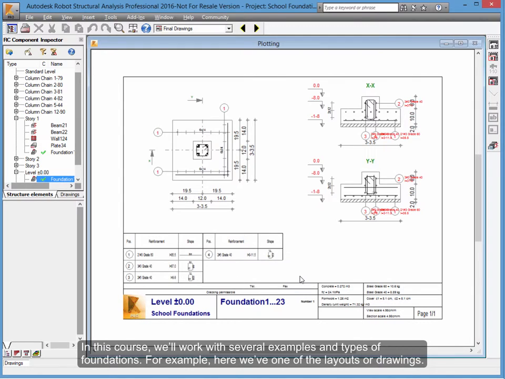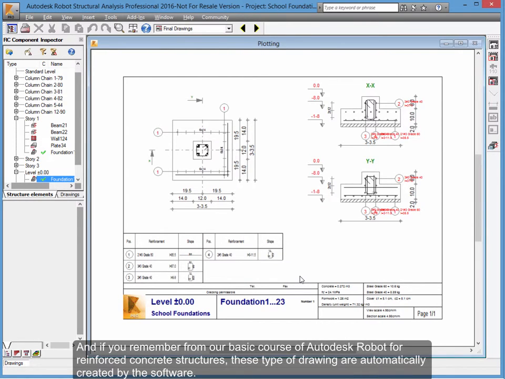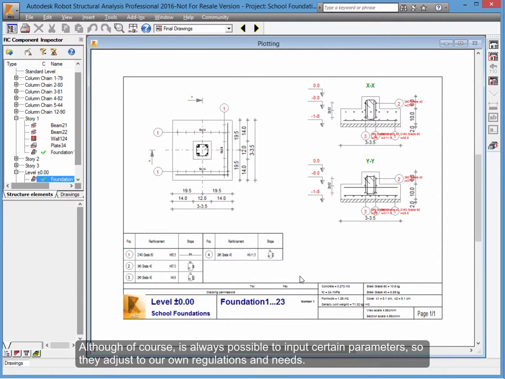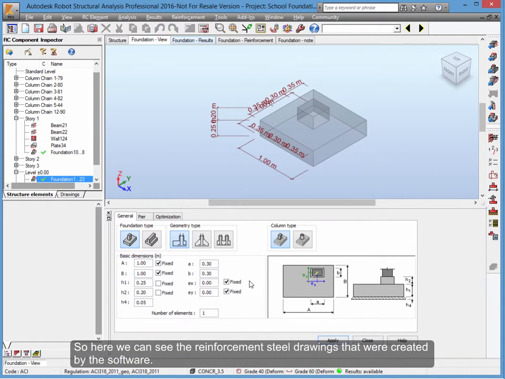In this course, we'll work with several examples and types of foundations. For example, here we have one of the layouts or drawings. And if you remember from our basic course of Autodesk Robot for reinforced concrete structures, these types of drawings are automatically created by the software. Although of course, it is always possible to input certain parameters, so they adjust to our own regulations and needs. So here we can see the reinforcement steel drawings that were created by the software.